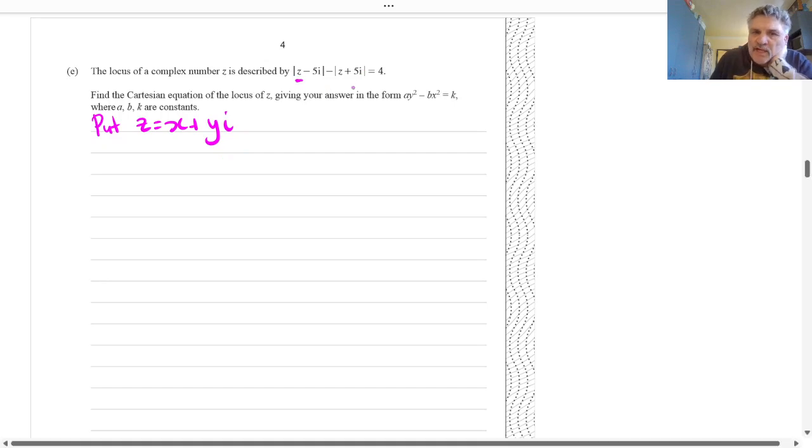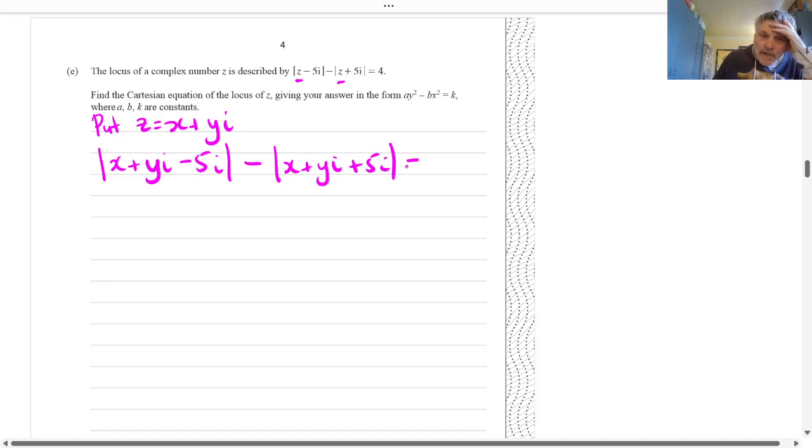So we're going to just replace the z that occurs twice in this equation by x plus iy and see where we get. The modulus of x plus yi minus 5i, minus the modulus of x plus yi plus 5i, equal to 4.